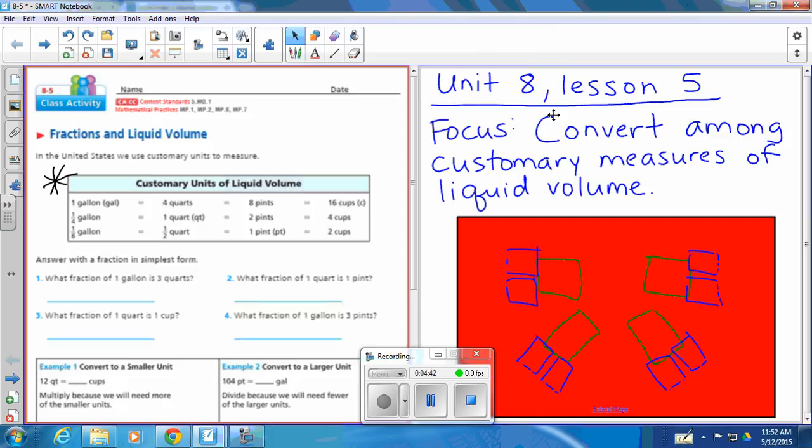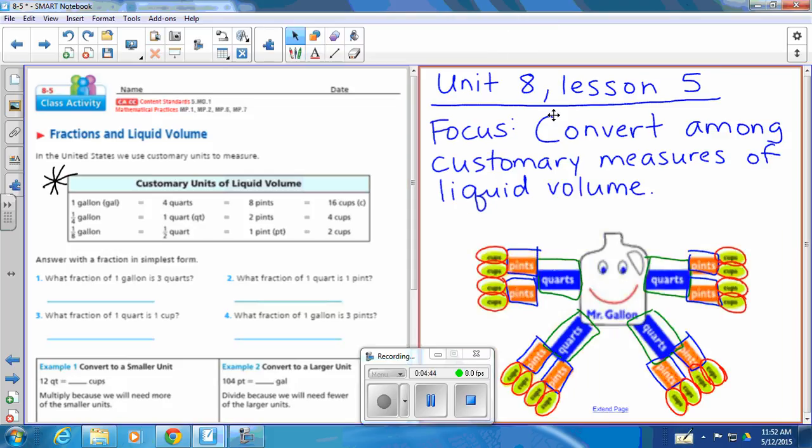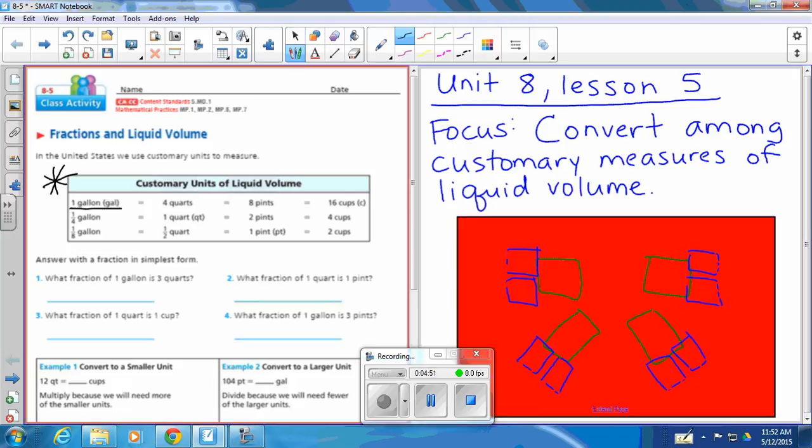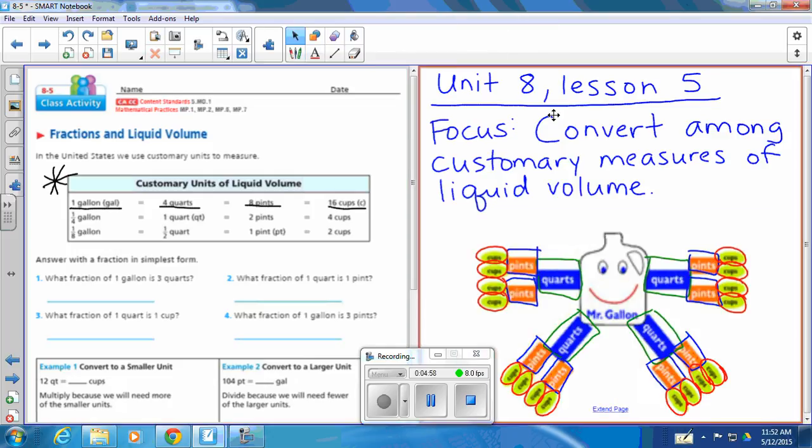Oops, sorry about that. Let's see if I can get that to go away. So you have, I don't know if it'll come back. Yeah. 1 gallon equals 4 quarts, which equals 8 pints, which equals 16 cups. Okay.